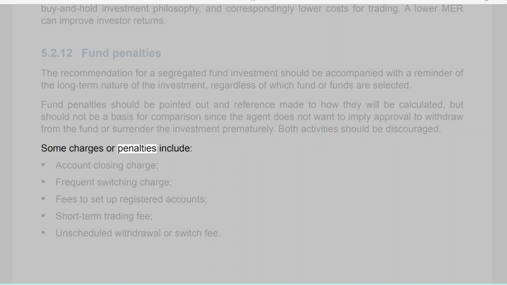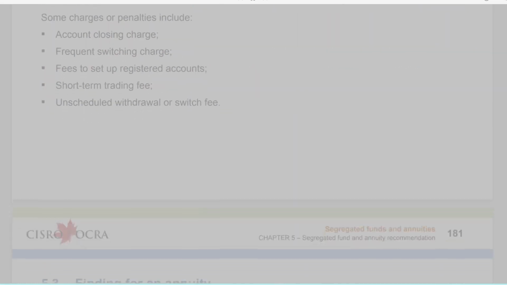Some charges or penalties include: account closing charge, frequent switching charge, fees to set up registered accounts, short-term trading fee, unscheduled withdrawal or switch fee.